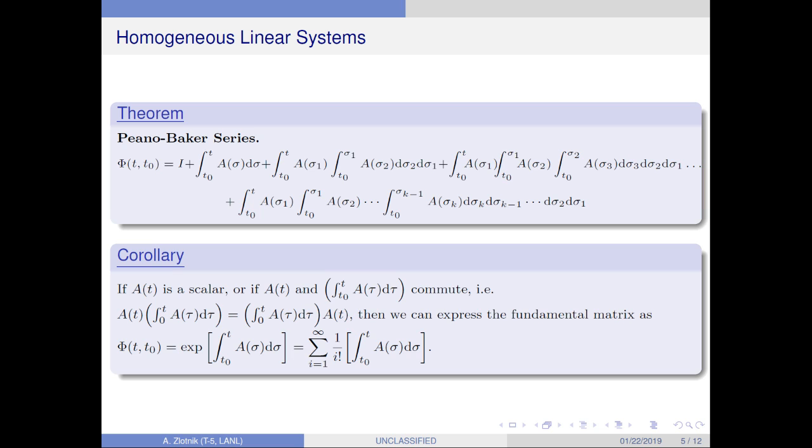That is, phi is the series where the matrix A integrated in time is in the exponent, similar to what we write for the exponential of a scalar.